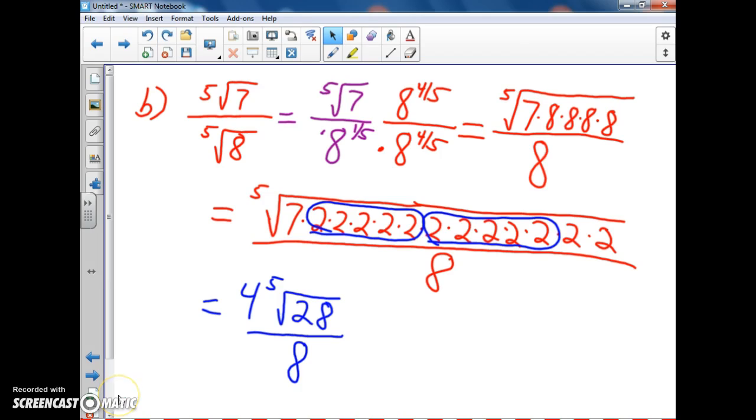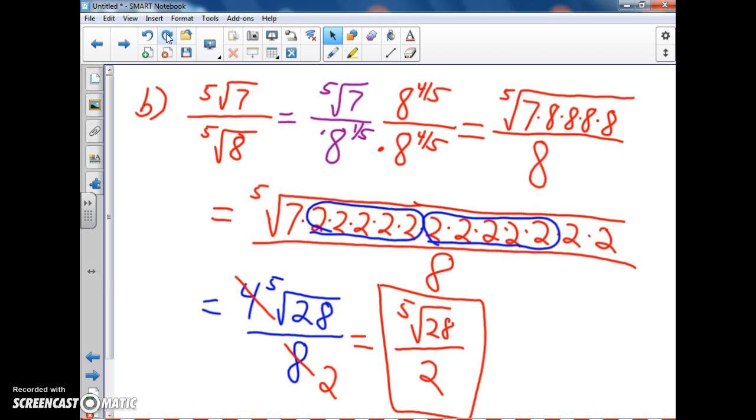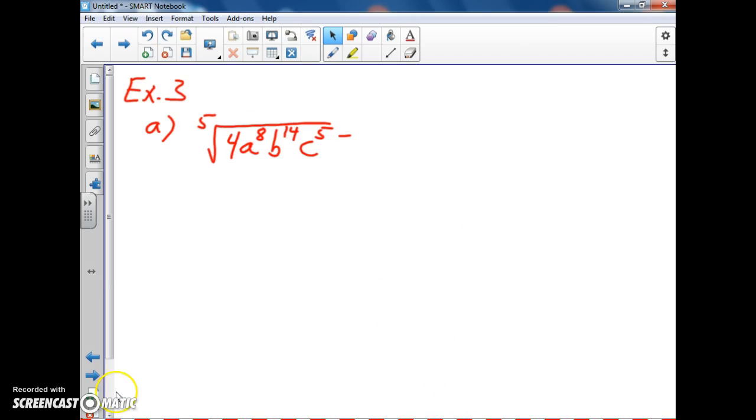We're going to 8 how many times? 2 times. You got it. And then 4 will go into 8 2 times. Okay, so what's your final answer going to be? The fifth root of 28 over 2. Fifth root of 28 over 2 is right. And that's your final answer. Fifth root of 28 over 2. You got it. Beautiful.